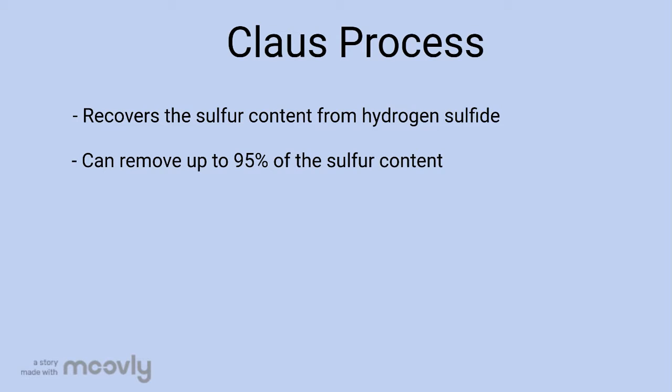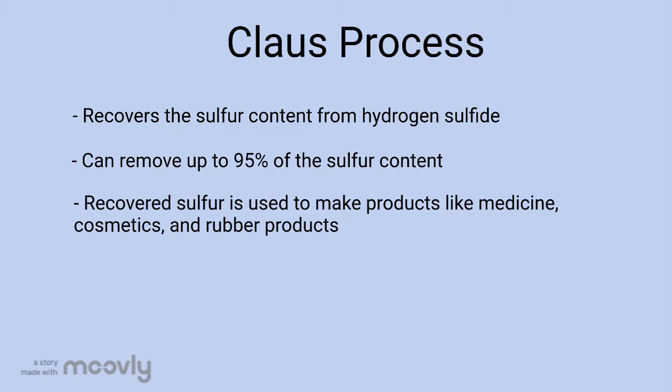To prevent a harmful byproduct like hydrogen sulfide from being released into the atmosphere, a process called the Claus process can make this harmful byproduct into a useful one. This process desulfurizes the content, which means it recovers sulfur from hydrogen sulfide. The most modified Claus system can remove up to 95% of its original content. The recovered sulfur is used to create products like medicine, cosmetics, fertilizers, and rubber products.